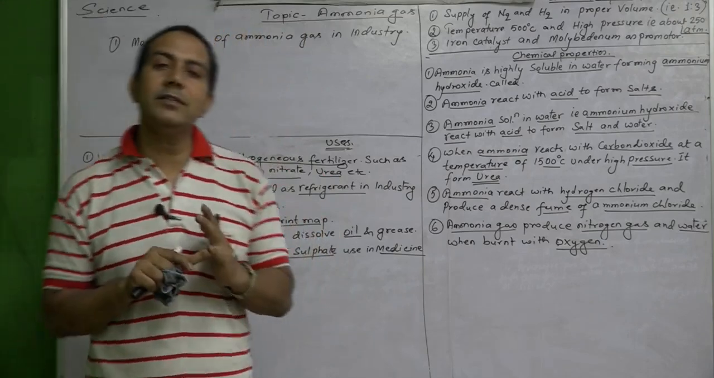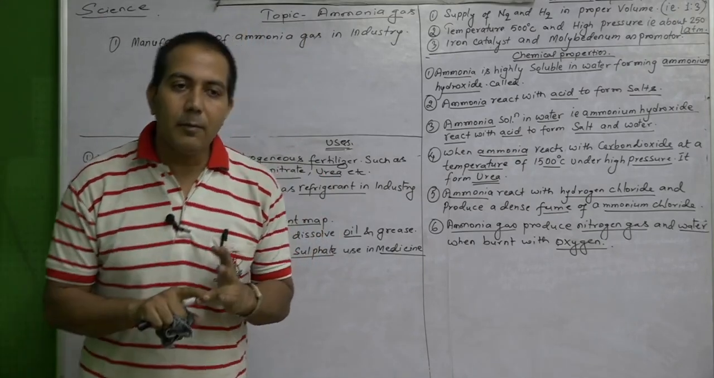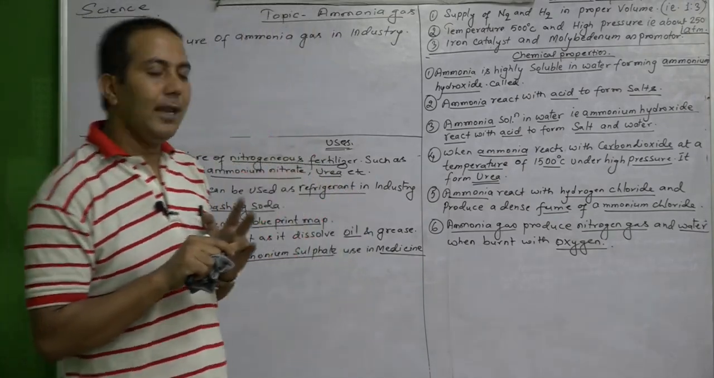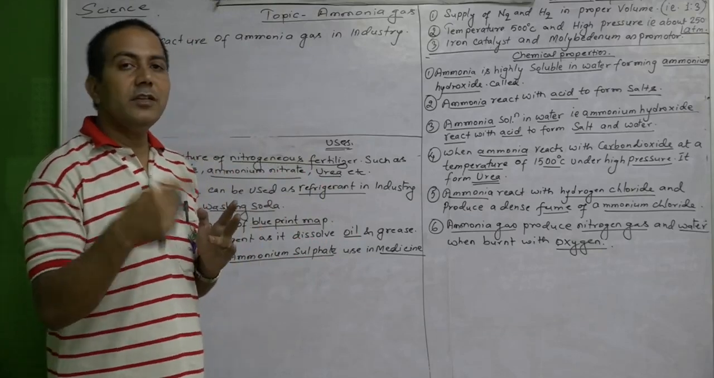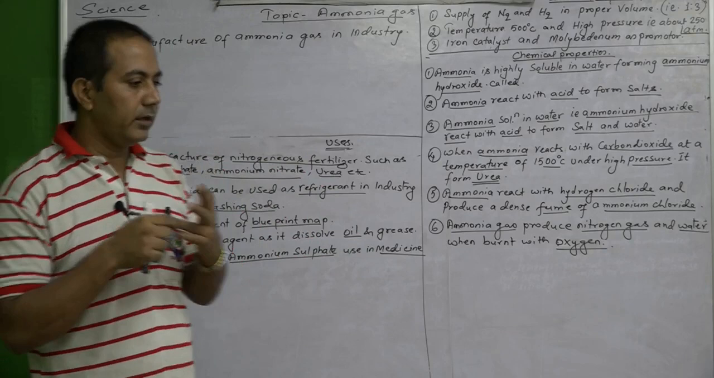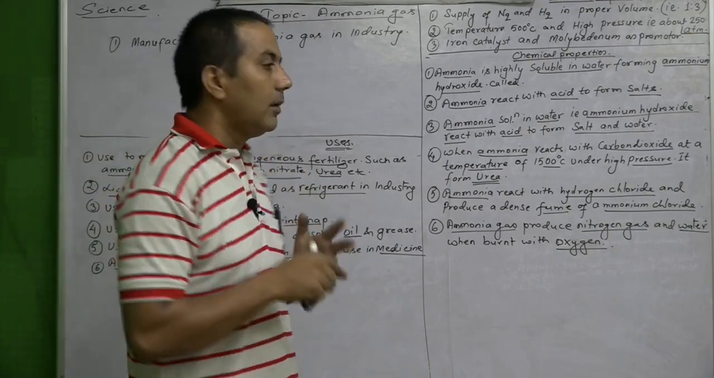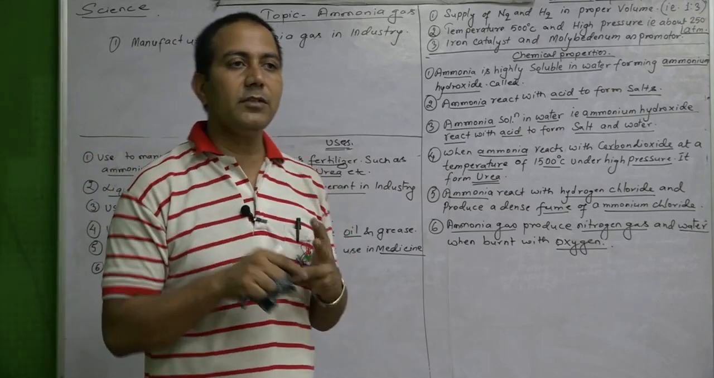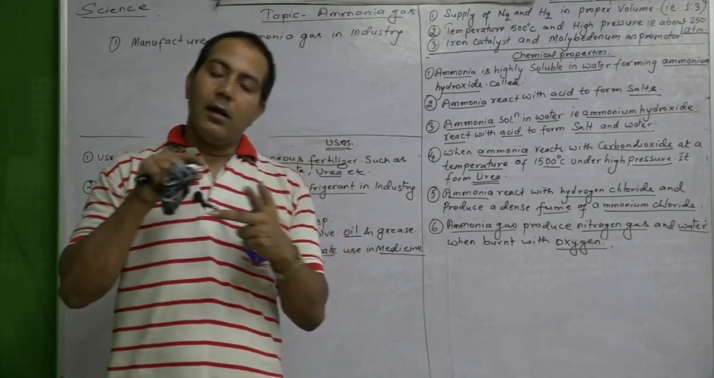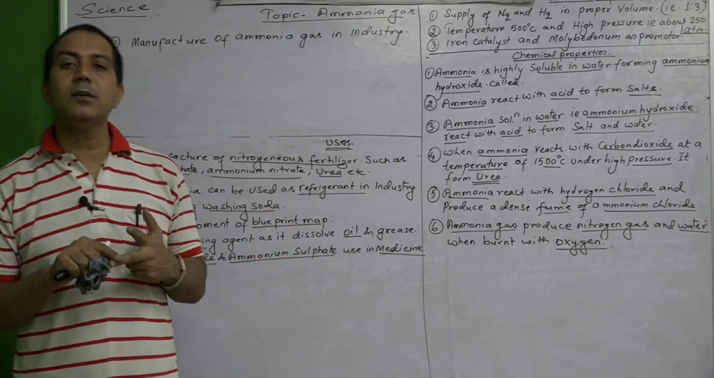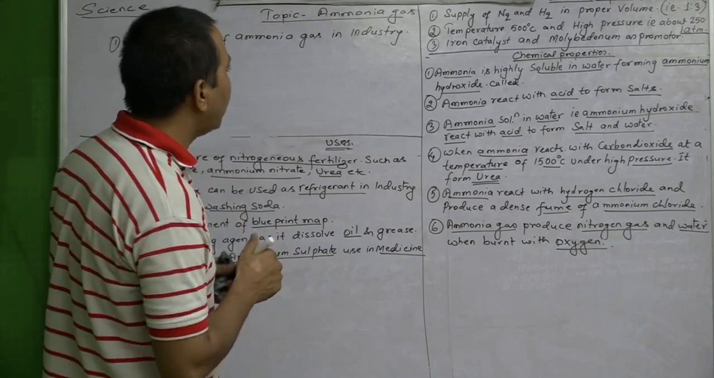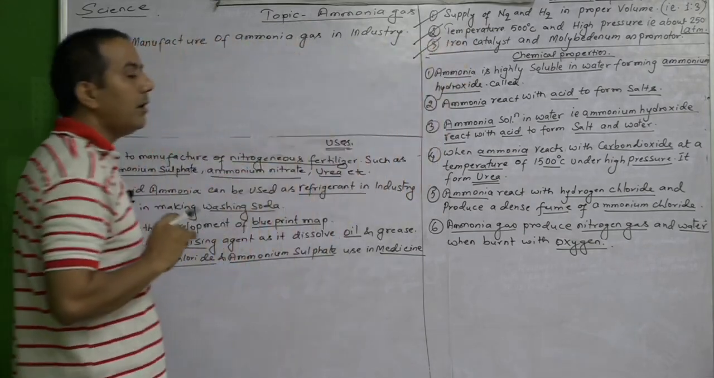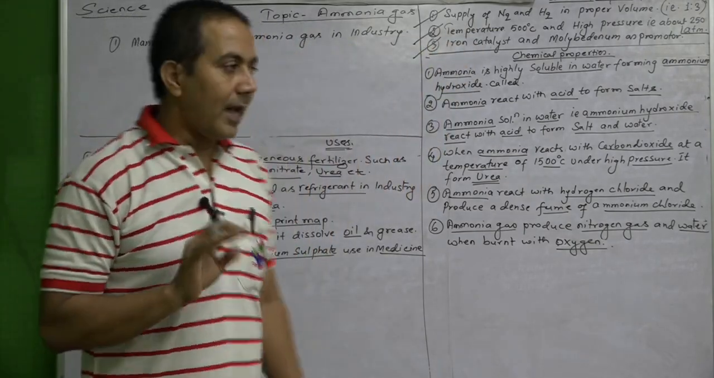And the other thing is the supply of high pressure, that is 250 atm, or we can increase the pressure if we need more reaction. Then the catalyst is necessary. Which catalyst is used? That is iron, Fe, and another promoter is necessary, that is molybdenum. So these are the conditions required for the manufacturing of ammonia in industry. Okay, I think you understood.